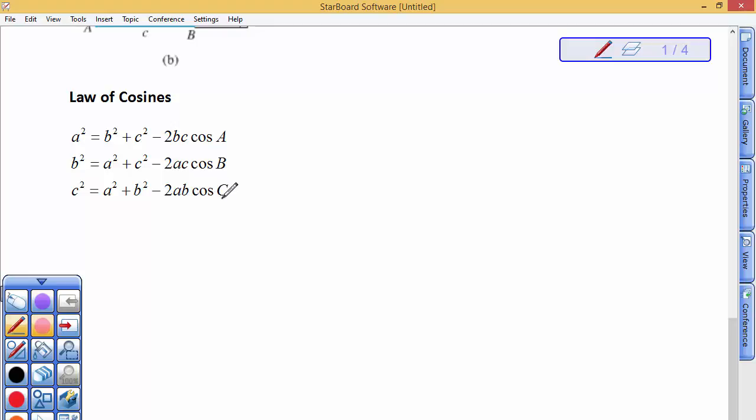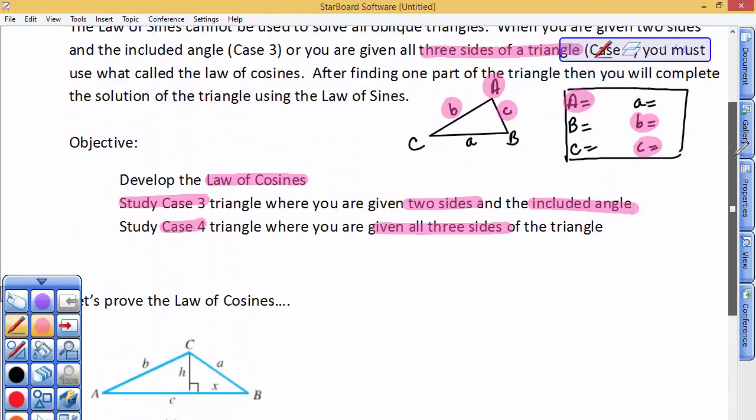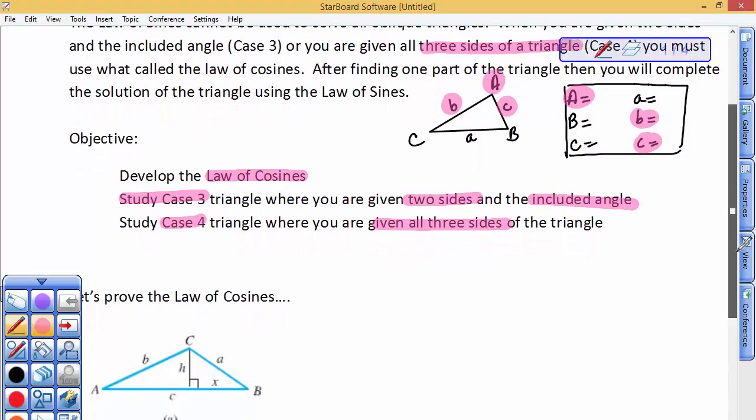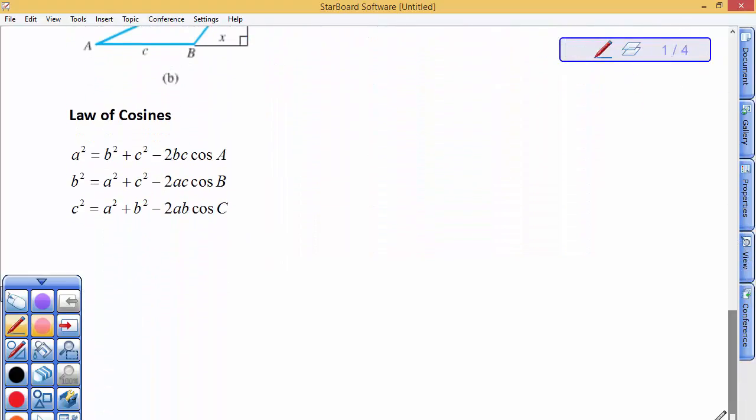There's three versions of the law of cosines. The example I just threw out at you, we were given side B and side C and angle A. If that were the case, I would be using this version of the law of cosines, because I was given side B and side C and angle A, and that would allow me to solve for side A. If I was given A and C and then angle B, I'd use this version.